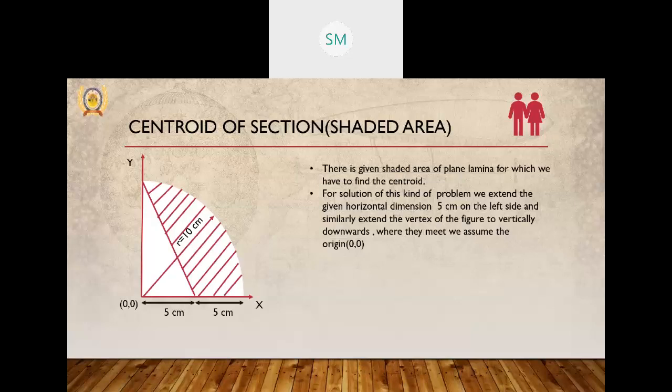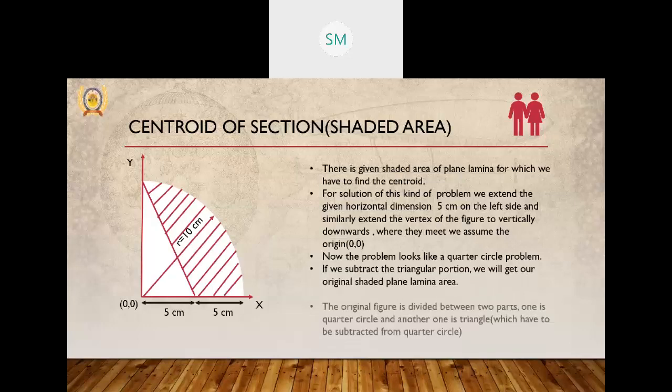On the left hand side, if we extend the vertex of the figure vertically downwards, and similarly extend the given horizontal dimension 5 cm on the left side, where they will meet, we assume the origin 0, 0. Now the problem looks like a quarter circle problem. So it is a quarter circle and a triangle. If we take a complete quarter circle and deduct that triangular portion, we will get our shaded portion.